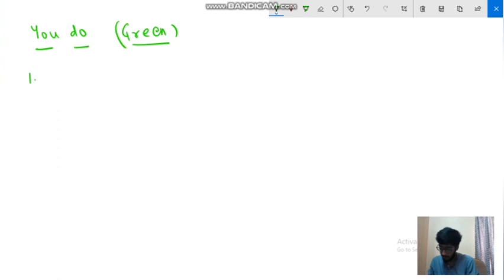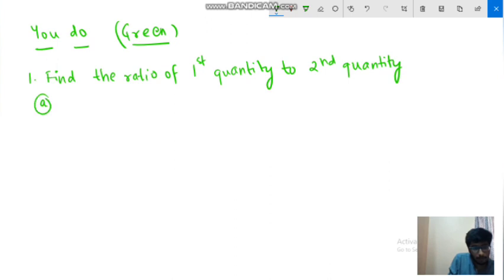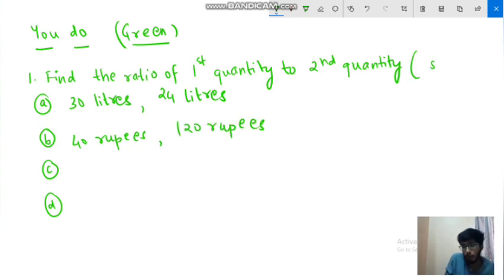First one, write along with me. Find the ratio of first quantity to second quantity. Okay, first to the second quantity. 30 liters to 24 liters. Okay, 40 rupees to 120 rupees. And I also want you to simplify. Wherever the ratio can be simplified, you will simplify it.